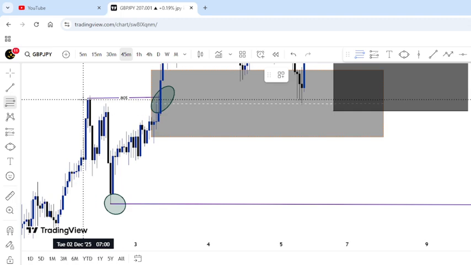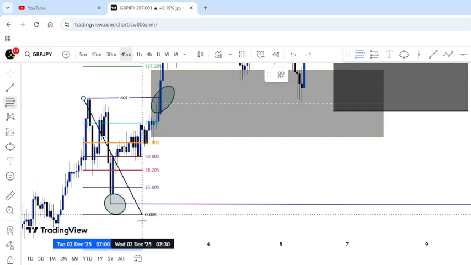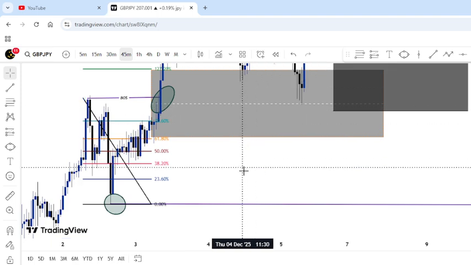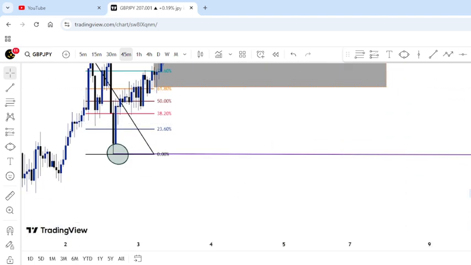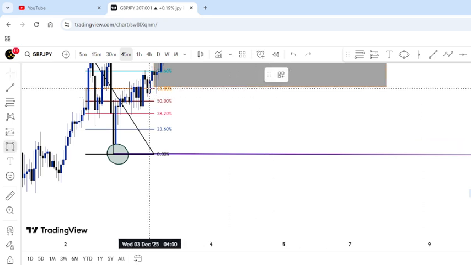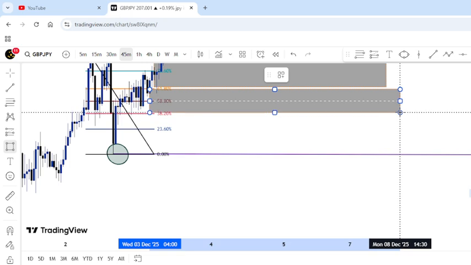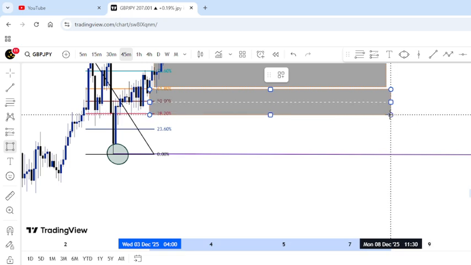Using now our Fibonacci, drawing from that high on this side to this particular low here. You understand? And I'll be marking out my point of interest on this particular low, which is the 61.5 and my 38 level.